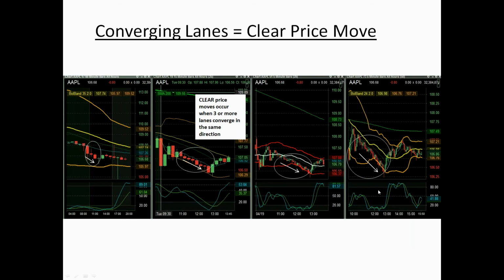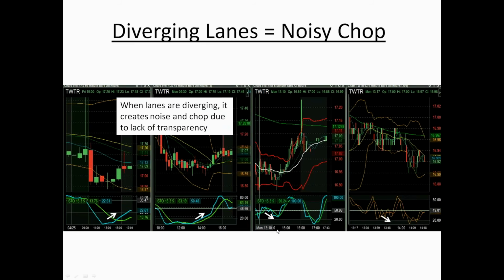Right? So let me give you an example. Here is convergence, guys. Clear price range. Right? Clear price range. 5 MA, BB's down. Holding, respecting the 5 MA each time. And then diverging. Choppiness. Right? Stochastic choppy here, stochastic down, stochastic up, stochastic up. What does that equal, guys? Noisy chop.